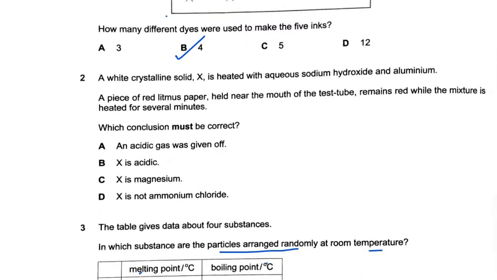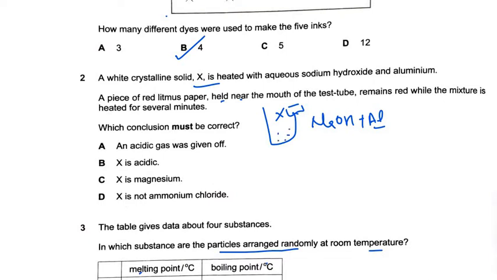Now let's see question number 2. A white crystalline solid X is heated with aqueous sodium hydroxide and aluminium. You are heating X with the help of sodium hydroxide. What is the sodium hydroxide formula? NaOH, plus you have aluminium. And you are putting a red litmus paper to test the gas that evolves, because based on that, you can guess what is present here.